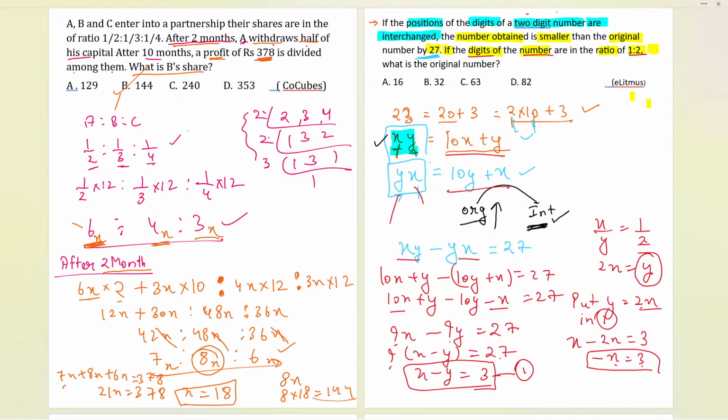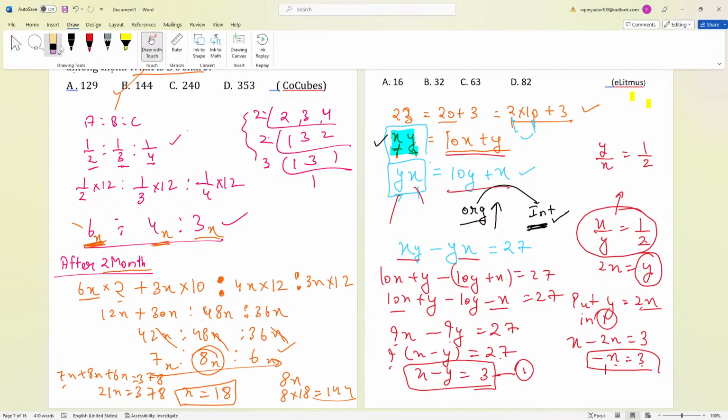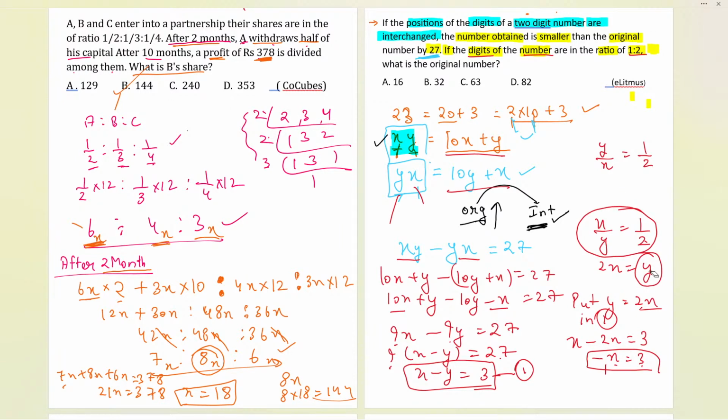x minus y equals 3, and we have the numbers, if the digits of the number are in the ratio. Here, if the number is negative, it means that we have taken this ratio the opposite way. So let us now write y upon x as 1/2. Taking y upon x equals 1/2, we can identify the correct way to write it.